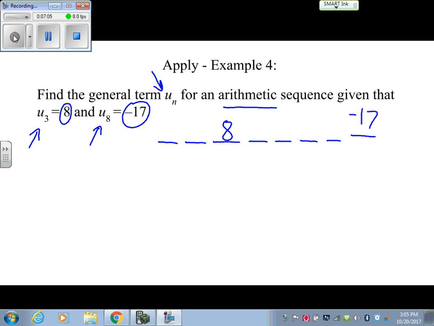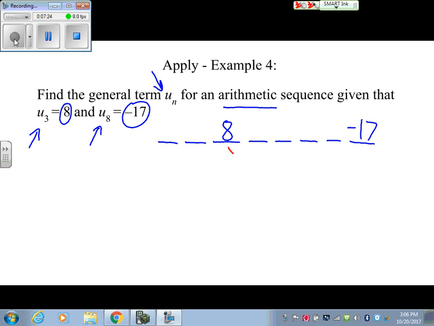So from here, I can start trying to make an equation up that'll help me decide how do I go from an 8 to a negative 17. Well, for an arithmetic sequence, how do we go from any term to the next term? And the way we do that is we add on our common difference. Unfortunately, I don't know what the common difference is. It's part of what we need to find here.